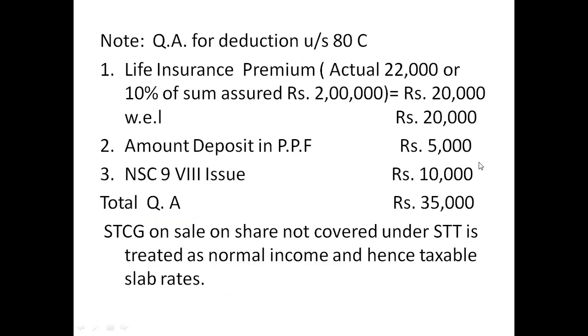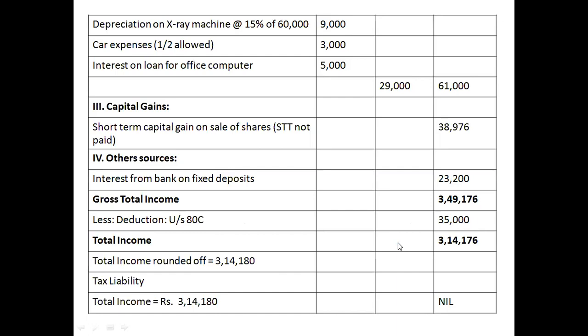So what will be the total qualifying amount of 80C? 20,000 plus 5,000 plus 10,000, you will arrive at 35,000 rupees. So that is the information that we have written here, 35,000 rupees. So 3,49,176 minus 35,000, you will arrive at 3,14,176. For this, we are going to round it off to 3,14,180, and then compute your tax liability.